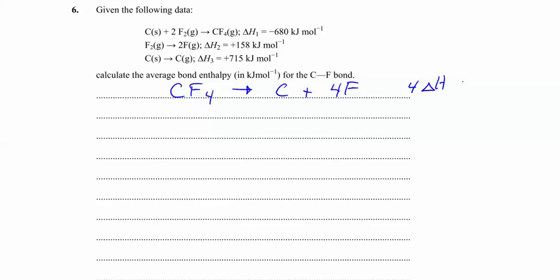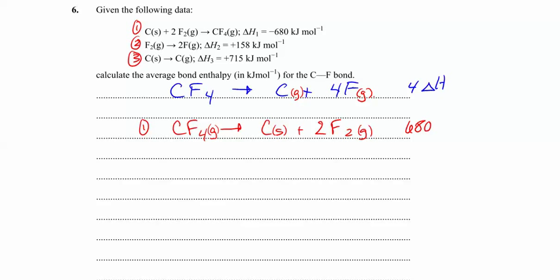Okay, there's equation 1 rewritten in reverse. The other thing that I haven't really mentioned is that the bond enthalpy I'm looking for is always calculated in the gaseous phase. In other words, the amount of energy required to break 1 mole of a bond in its gaseous phase. So I want to make sure that I have gaseous carbon, but you'll notice that here I have solid carbon. So I want to make sure that I use this reaction to give me gaseous carbon on the right-hand side.